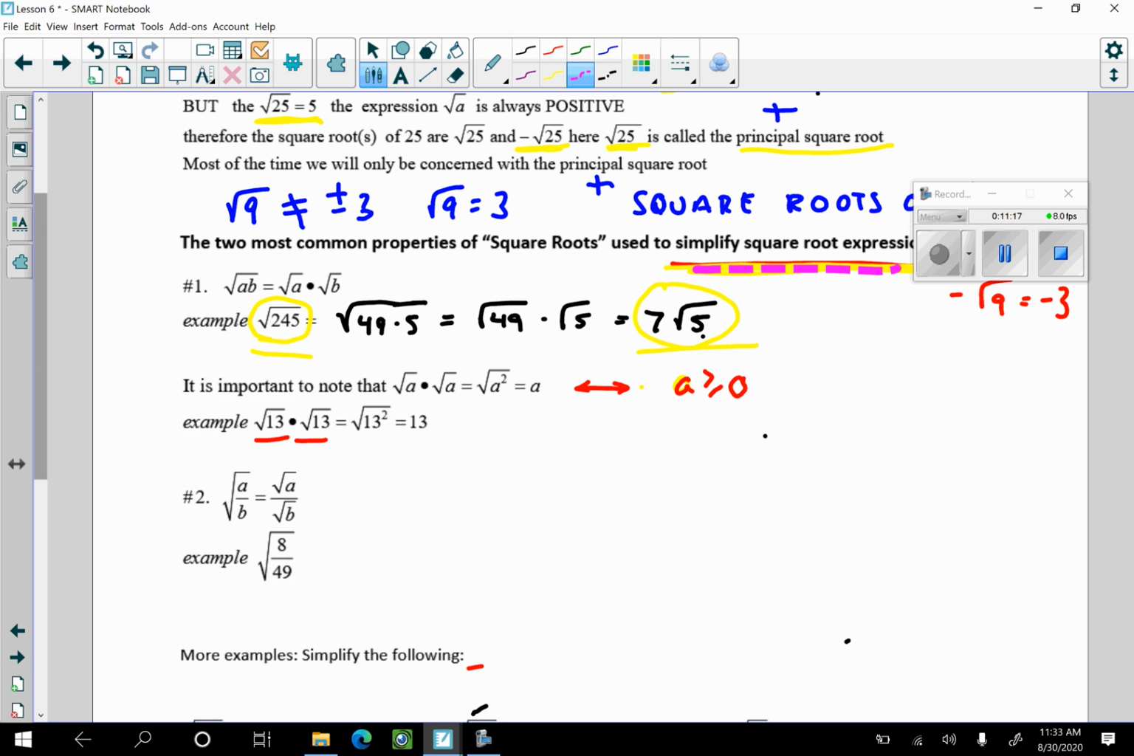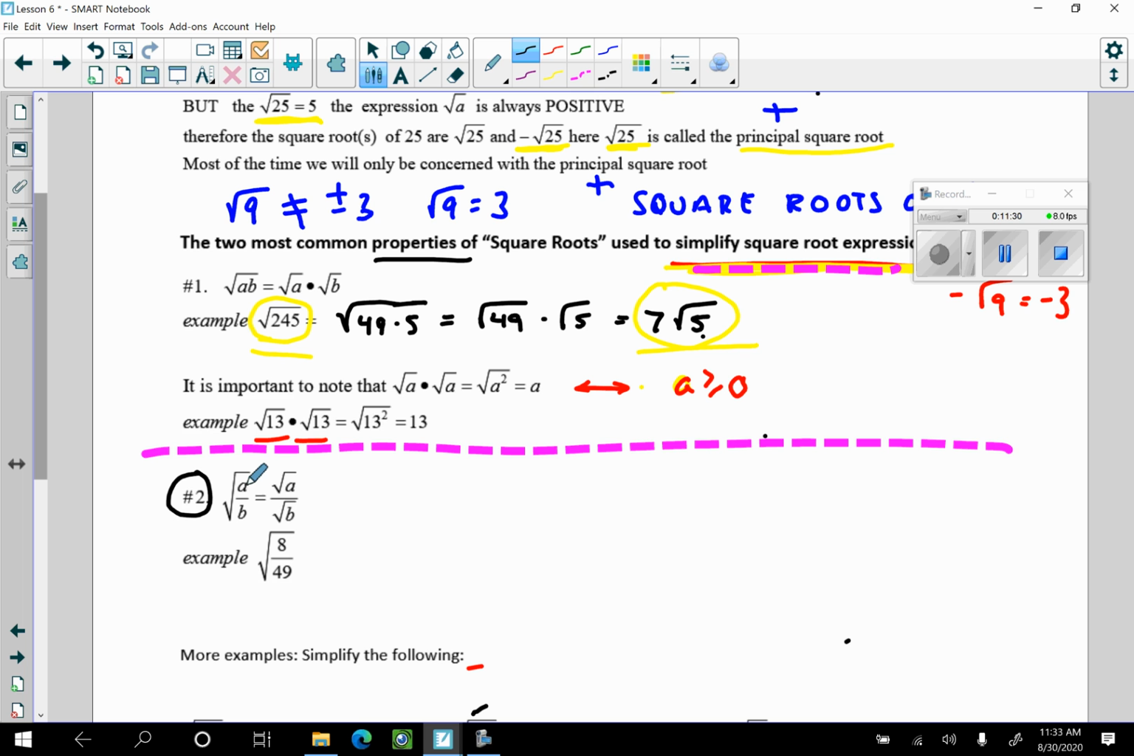Okay, that's just a nice thing that we need to note there. And then the second property used to simplify square roots is property 2, which is the square root of A over B is the square root of A divided by the square root of B. So the first thing I'm going to do with this is separate it.